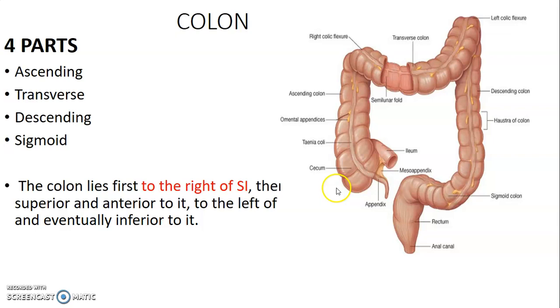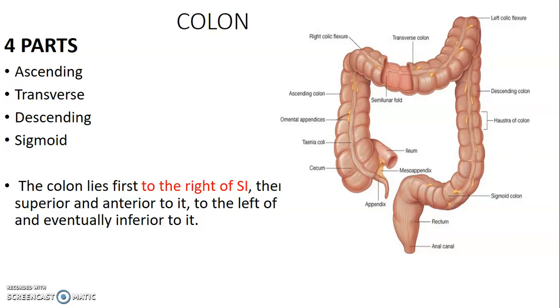In this lecture series, I'm going to discuss the gross anatomy of the colon. And the colon has four parts. You have the ascending colon here, then the transverse colon, descending, and the sigmoid colon. Between the ascending and the transverse, you have a right colic flexure or hepatic flexure. Then between the transverse and descending, you have a left colic or splenic flexure.